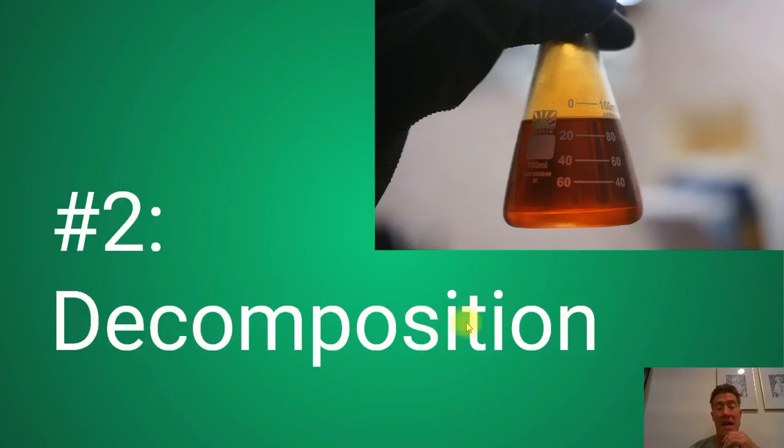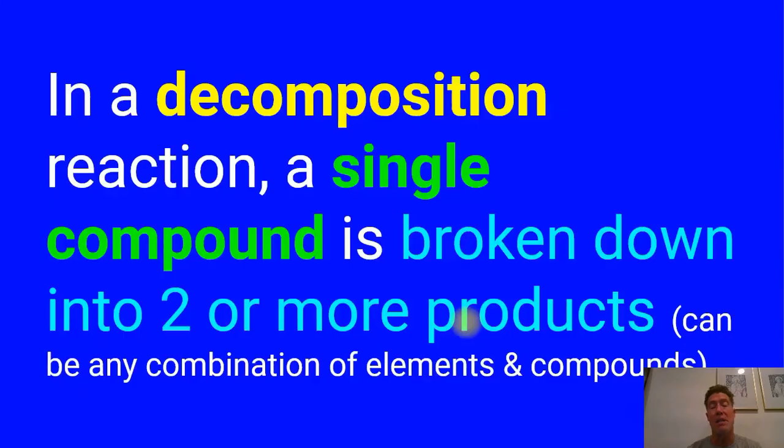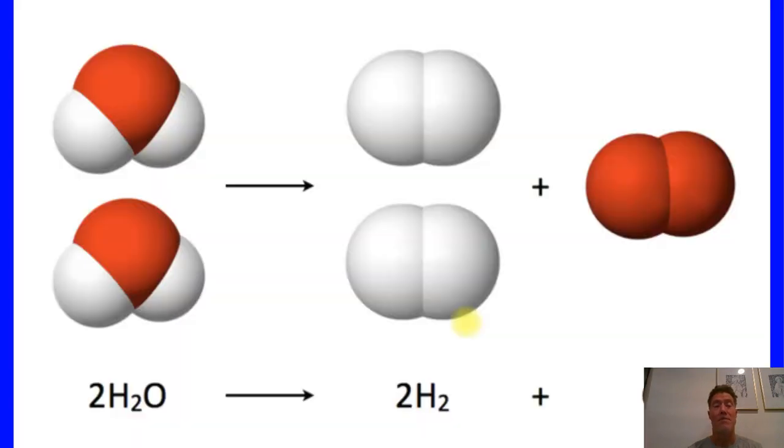Now, let's look at the second type of chemical reaction, and that's known as decomposition. So this is going to be the opposite of composition or combination. We are going to take a single compound and then break it down into 2 or more products. And that can be a combination of elements and compounds. So this is the opposite of composition or combination or synthesis.